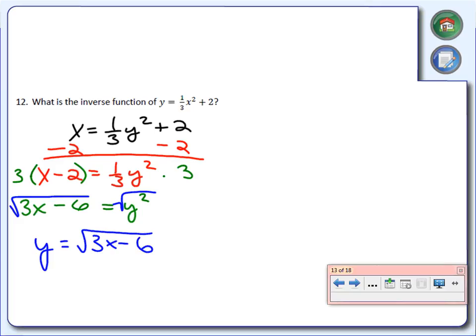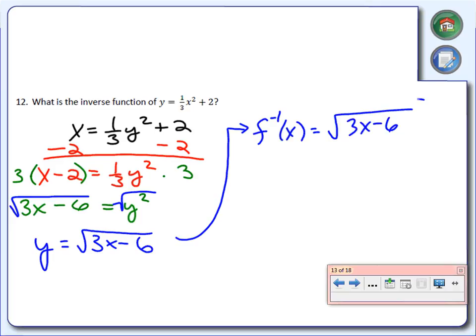What we just found was the inverse. Gilbert, do you remember what way we said we were going to write the answer, what notation we were going to use instead of y equals? F. There you go, the little -1, and in parentheses x. Okay? And then, of course, the square root of 3x minus 6. So this would represent the inverse of that y equals 1/3 x squared plus 2.